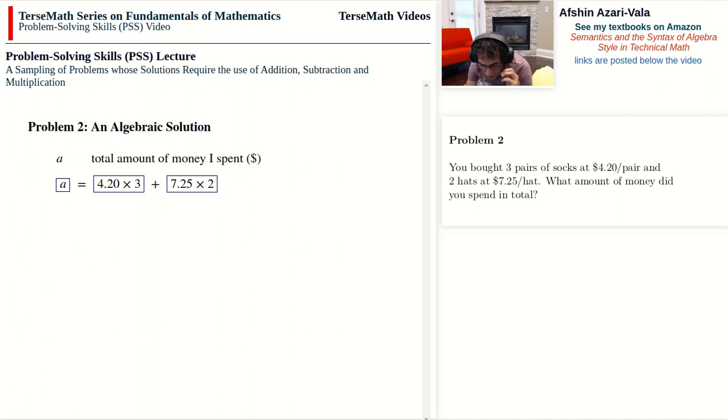Now we work out the terms. So we have A is equal to term number 1 evaluates to 12.60. So in total I spent $12.60 on the socks, and then we add the total that was spent on the hats, which comes to 14.50. We add them to find the grand total that I spent, and that comes to 27.10. As usual, a closing statement follows. In total I spent $27.10.